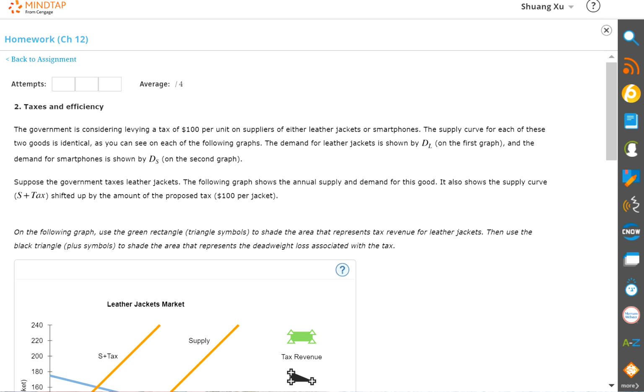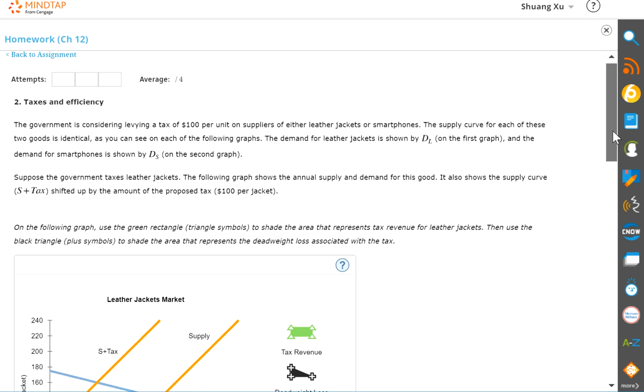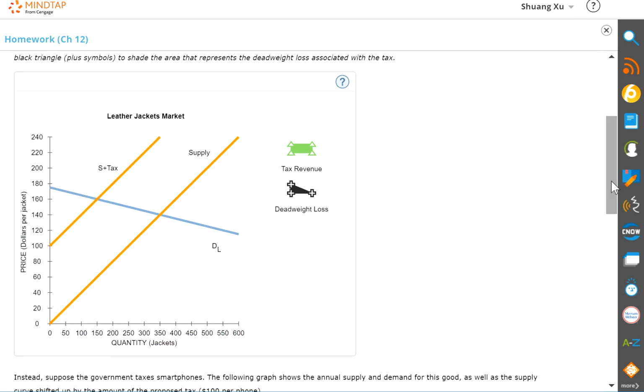Suppose the government taxes leather jackets. The following graph shows the annual supply and demand for this good. It also shows the supply curve as S plus tax, shifted up by the amount of the proposed tax, $100 per unit. All right, so first I'm going to find the tax revenue, and then our deadweight loss.